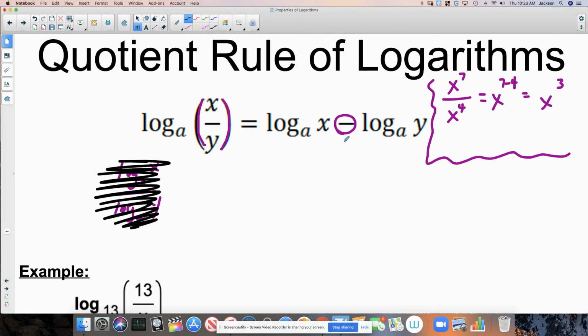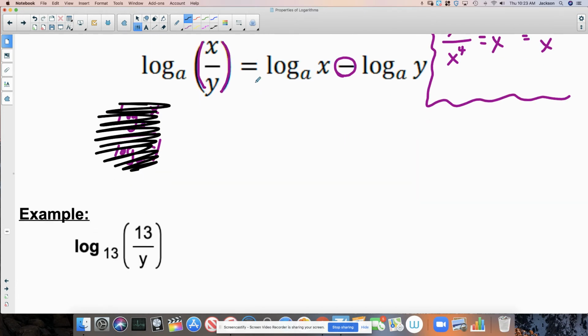Let's look at an example here. So we get something that looks like so. We have one logarithm, it's base 13. Inside this logarithm is this quotient. So we can expand this where we get log base 13 of the top part minus, or the numerator, should I say, log base 13 of the denominator, the bottom.